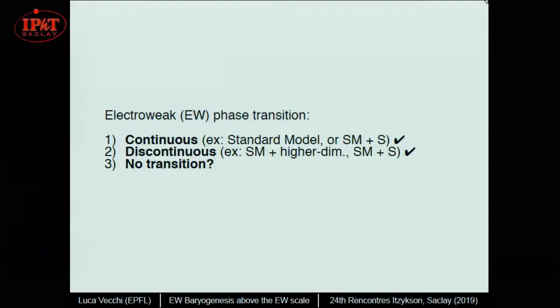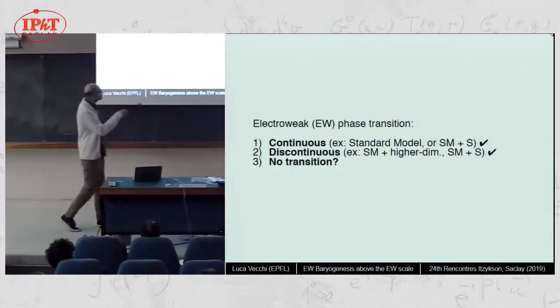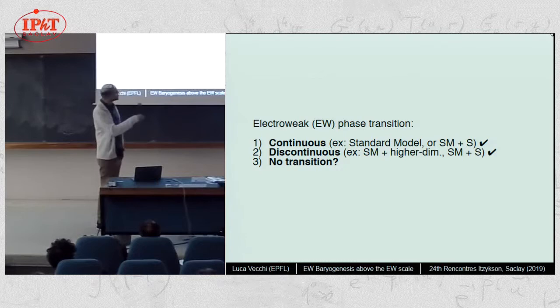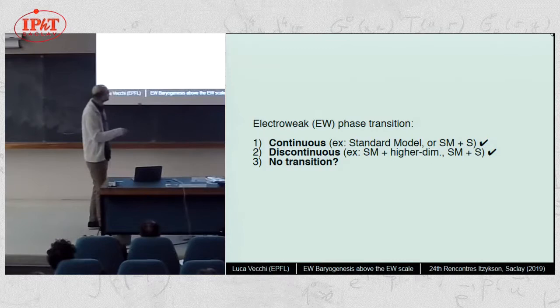So we have seen an example of continuous transition and an example of discontinuous transition. Here we need to add something. Of course, it's always possible to have a continuous transition also if we have additional physics coupled to the Higgs. This is obvious, right? But the minimal possibility is just the standard model. So what about the no transition hypothesis?